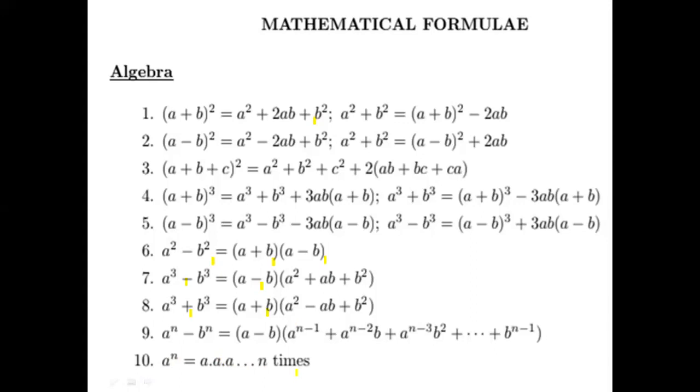And what is n factorial? Can you tell me? n into (n minus 1) factorial. Yes, but I'm asking what is the meaning of n factorial? Multiplication of first n numbers: 1 into 2 into 3 into 4 up to n. This is multiplication of n numbers, which means n factorial.